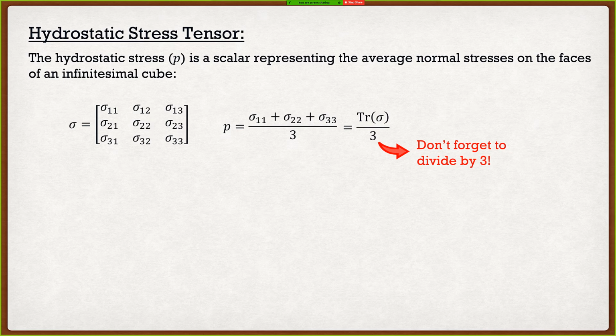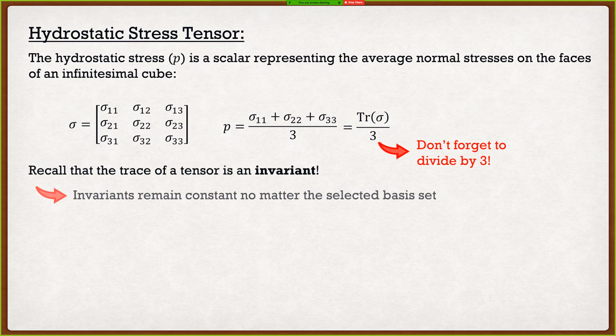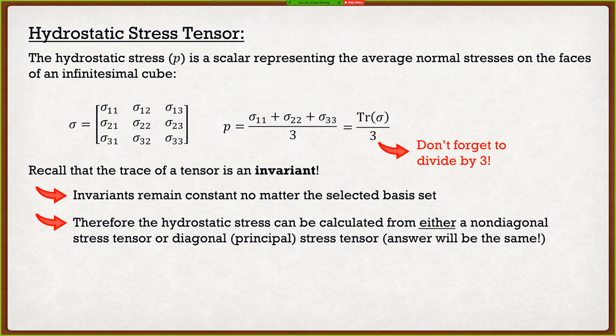Now, one thing that's nice about this trace is that we know it's actually invariant. Therefore, it remains constant no matter what basis set is selected. Now, this is great for us because we can calculate it from either the non-diagonal stress tensor, so that'd be the stress tensor that we see above, or we can calculate it from the diagonal or the principal stress tensor. The answer is going to be the exact same.